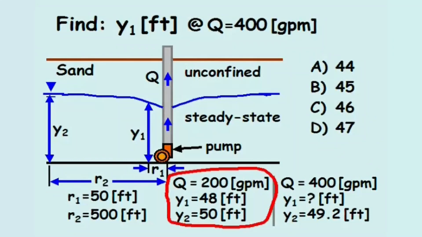At a pumping rate of 200 gallons per minute, the observed groundwater levels are 48 feet and 50 feet, at distances of 50 feet and 500 feet away from the center of the well, respectively.